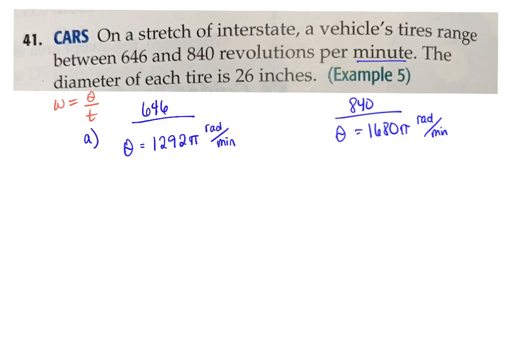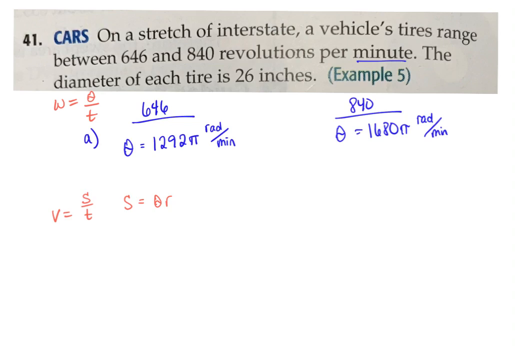All right, let's look at B. B says find the range of values for the linear speeds of the tires in miles per hour. Okay, so linear speed, let's go to that formula. What's my linear speed formula? S over T. I need S. What is my formula for S? Theta times R. I need both of those to be able to solve this.